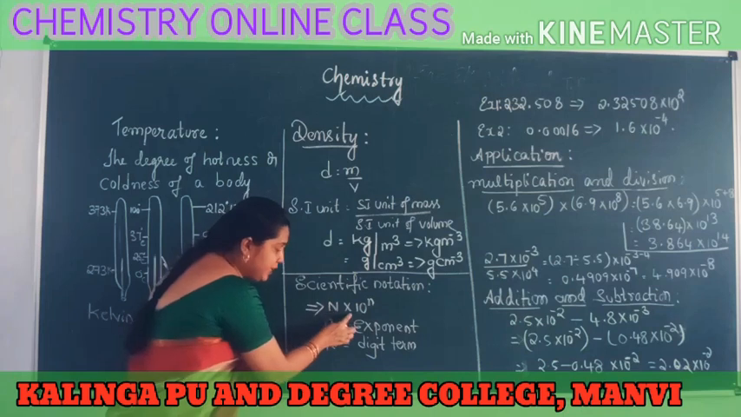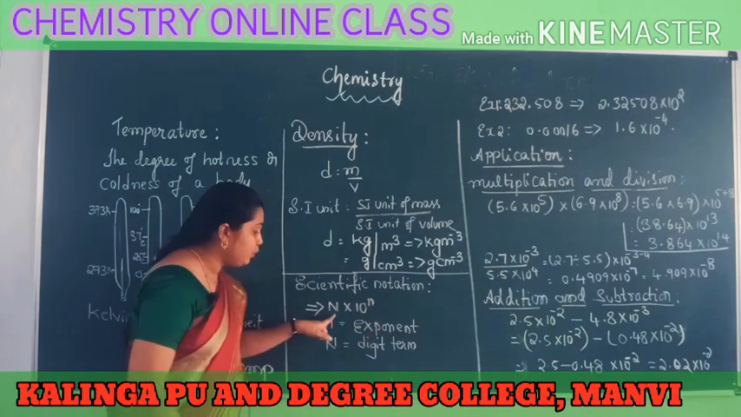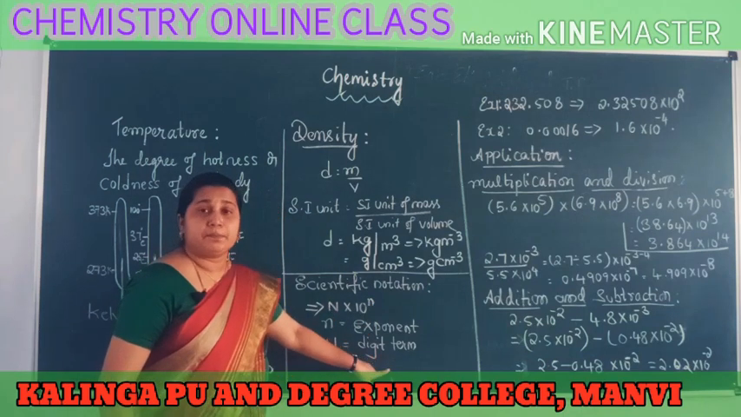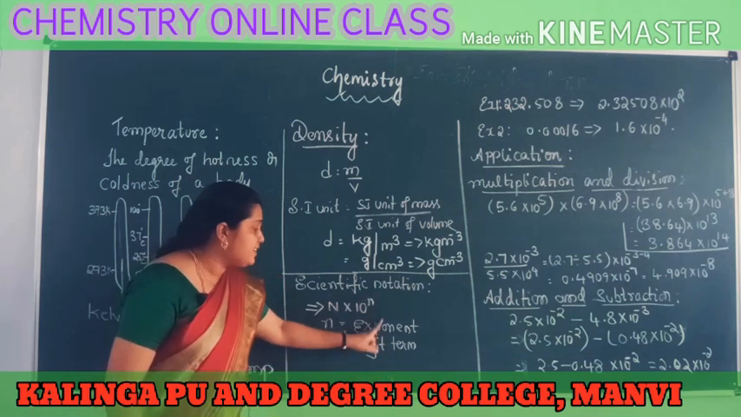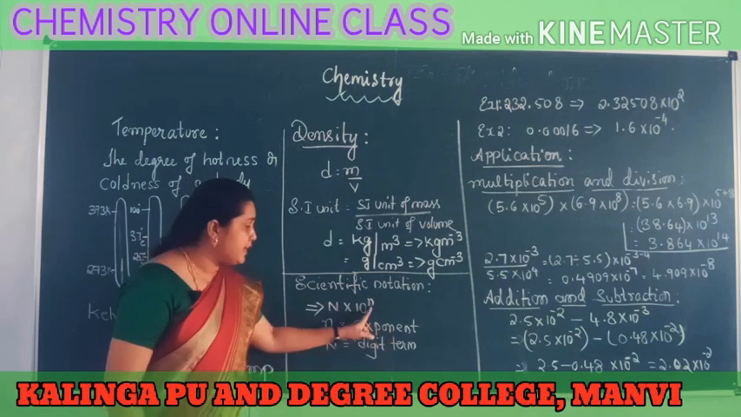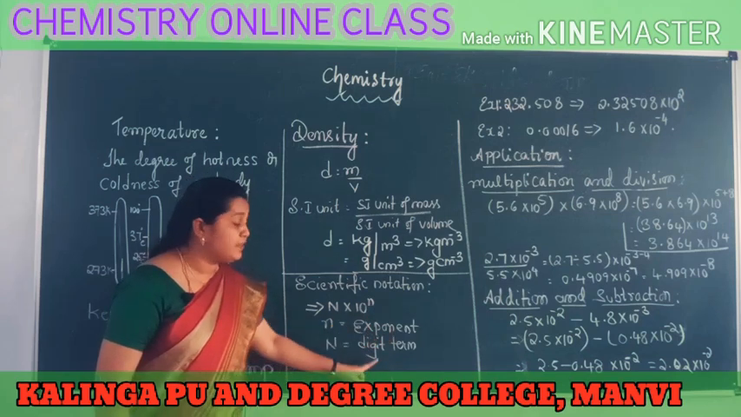So let us see certain examples in this scientific notation. Then you can understand what it is. Here I have given certain examples for you. You can see the first example. Example 1, 232.508.